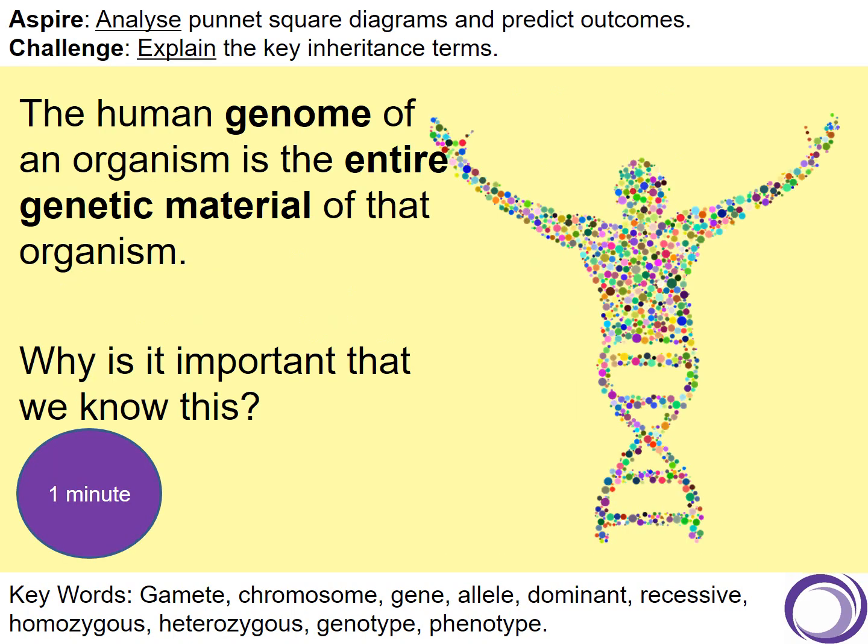Okay, so the human genome of an organism is the entire genetic material of that organism. The entire human genome has now been successfully mapped. So we know every bit, every order of amino acids, every protein structure within the entire human body.